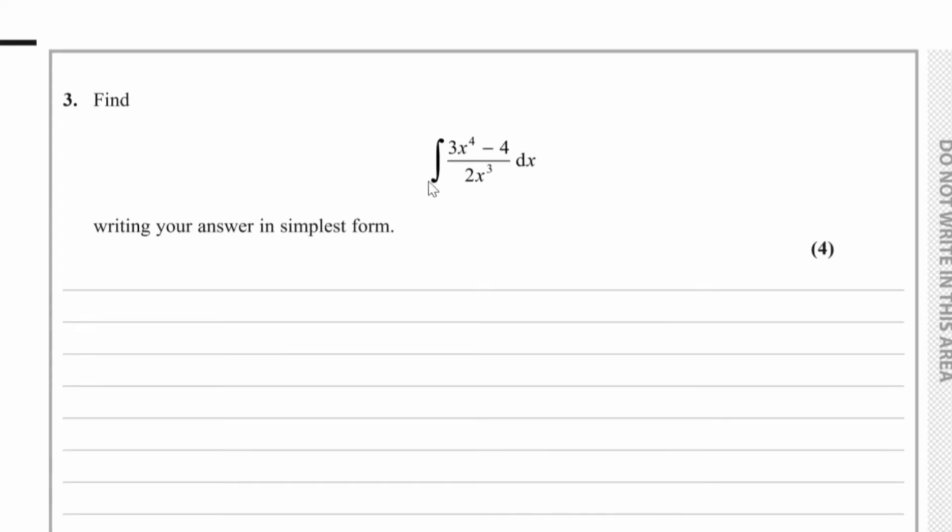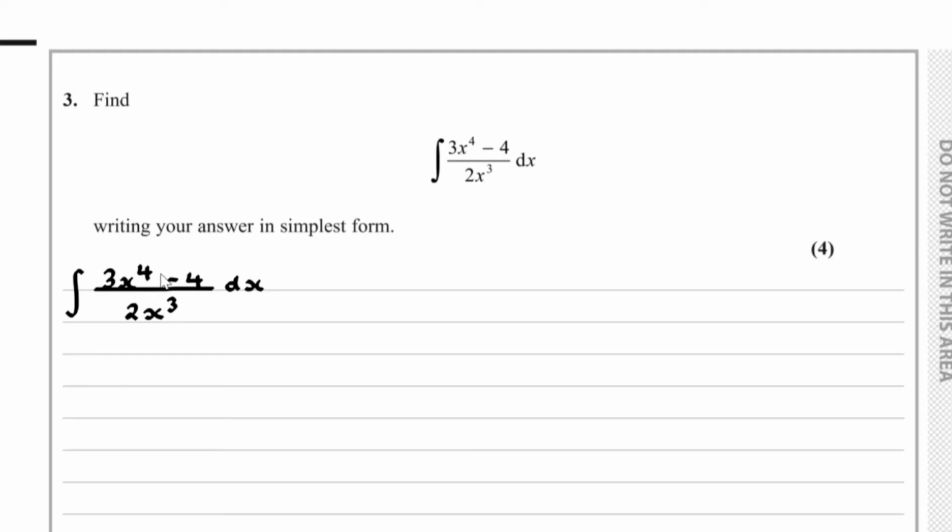Question number 3. We have to find the integral of (3x^4 - 4) over 2x^3 with respect to x, writing the answer in simplest form. Let's begin by copying out this integral. We have (3x^4 - 4) divided by 2x cubed, and we are integrating this with respect to x.